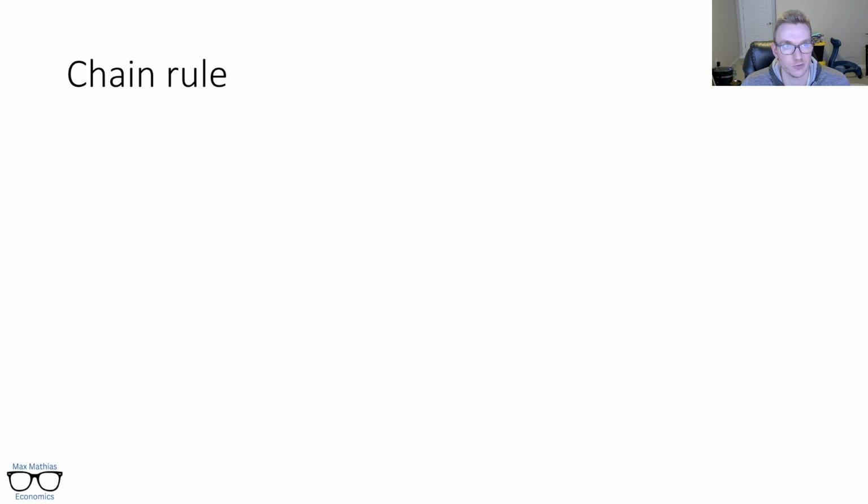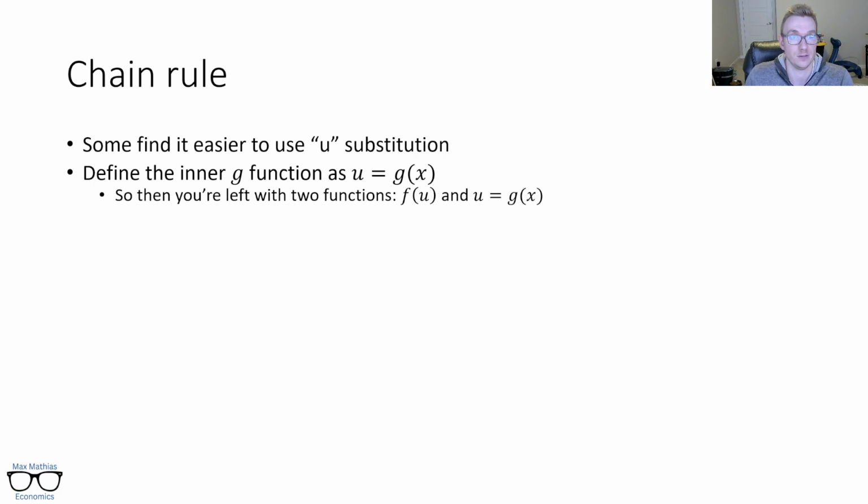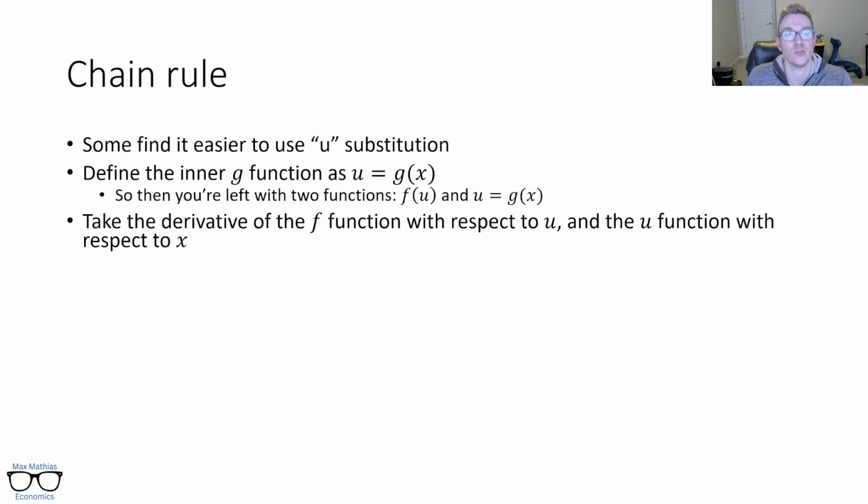Another way of viewing the chain rule that a lot of people think is easier is U substitution. So what is U substitution? Basically, you think of that inner function g as a new function u equals g of x. So this then simplifies to two functions. You're going to have f of u, and then u is g of x. So you're going to take the derivative of that f function with respect to u, and then the u function with respect to x. And so mathematically, this actually works out, right?